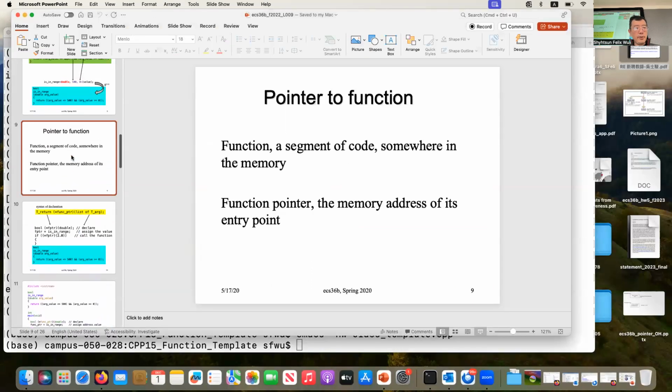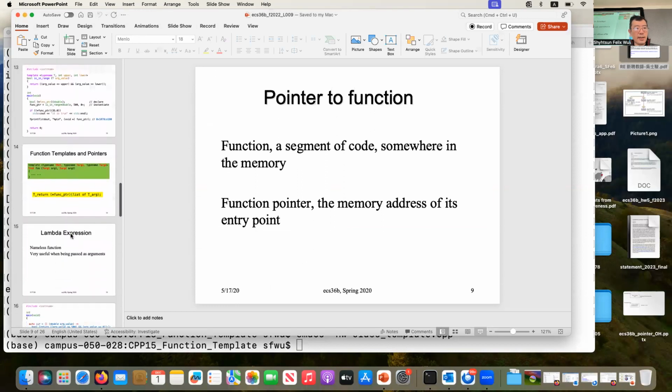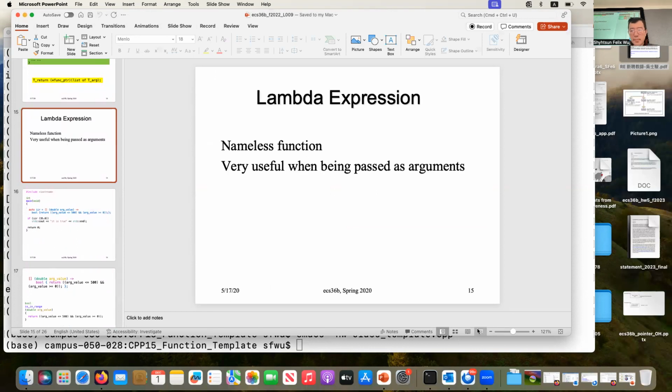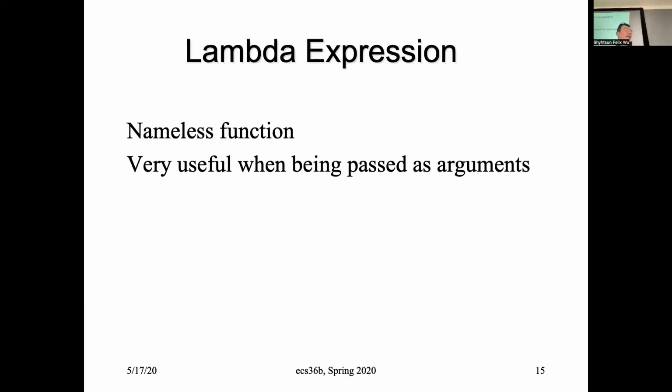I'm going to skip over here. I'm going to skip pointer to function and go directly to lambda expression. Lambda expression is kind of nice in that you can use it together with a template. Essentially, a lambda is a function, but the function doesn't have a name. Also, the lambda expression is a concept that only matters at compile time. So at runtime, the lambda is already gone.